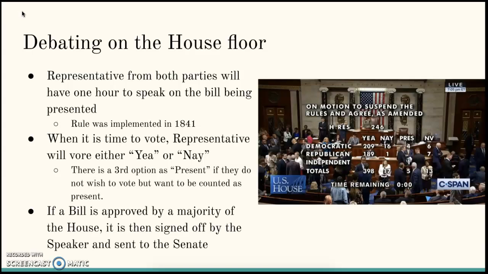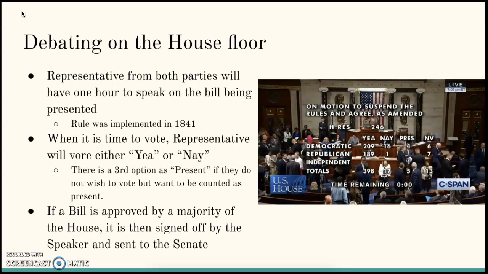When it's time to vote, representatives have realistically two options, but there's a third option, which I'll get into. A yay vote, meaning yes, and a nay vote, which is basically no. The third option is just a present, meaning they don't wish to vote on it, but they wanted to be counted as being part of the House that day. On the graphic on the right side, you'll see a fourth column, which is the no vote. That basically means that they were probably present.